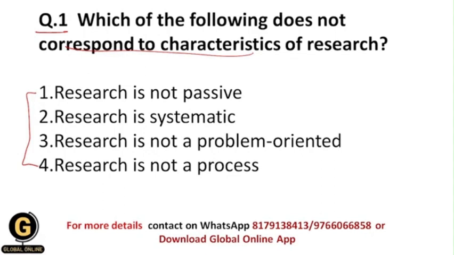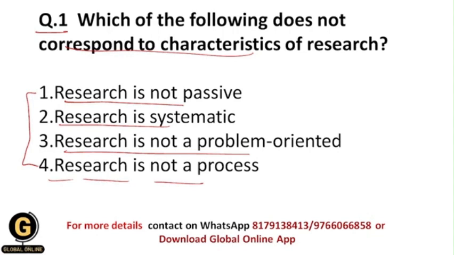So let us see. Research is not passive, research is systematic, research is not problem oriented, research is not a process. Basically students, research means we are going to solve any kind of problem through a systematic procedure. So within the research we are going to follow a proper scientific method, and that's why research is not passive. Basically research is active, because whatever we are doing here is through our active mode, and here we want the empirical evidence.